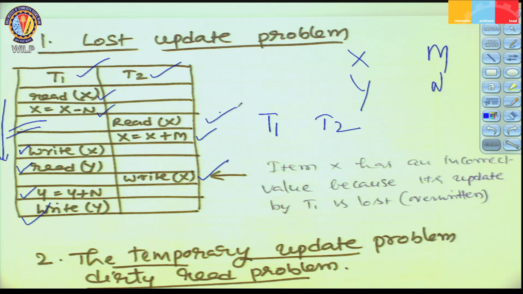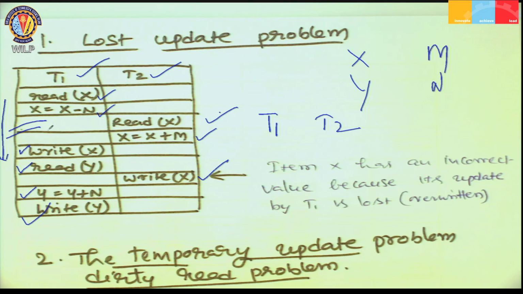When T2 is reading the data item X, it must read the value of X which is modified by T1, but unfortunately here, because of this concurrent execution, what is happening? T1 has modified the data item X, and before it has written the modifications to the database, T2 has read the data item X and used it for its processing. Immediately T1 is writing the data item X to the database, and then later T2 is writing data item X.